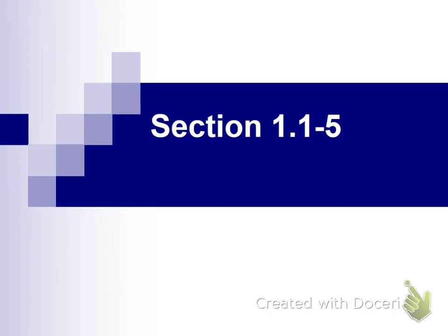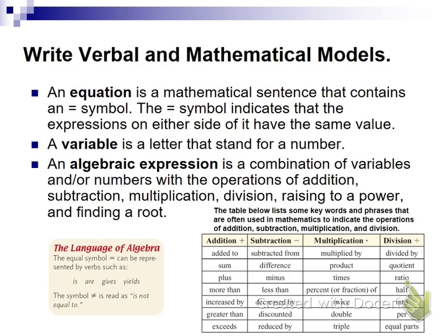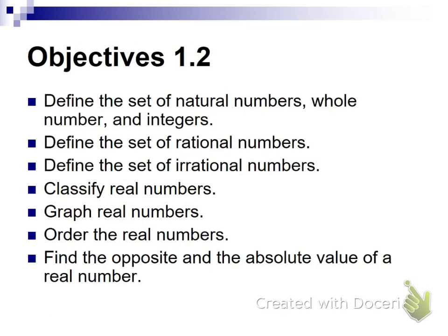So we have learning objectives here. Our objectives are to construct tables of data. Everything today is so straightforward. We know the difference between an equation and an expression, and I just have them listed here. That's why I don't think you have to write down very much of what these words mean. So we should be okay with that. Section 1.2 has these objectives.